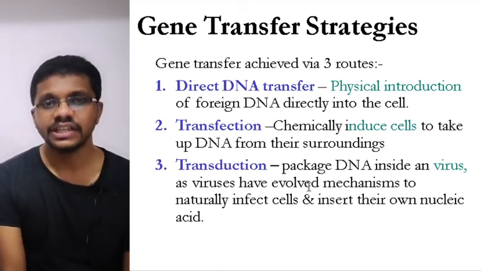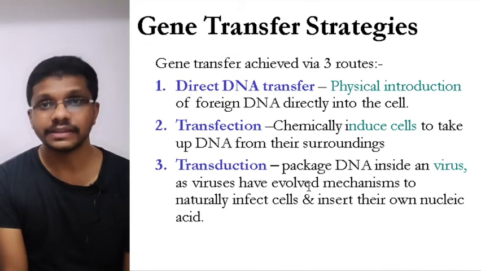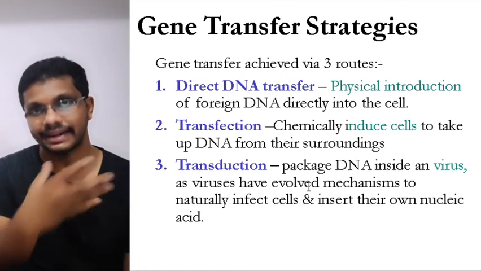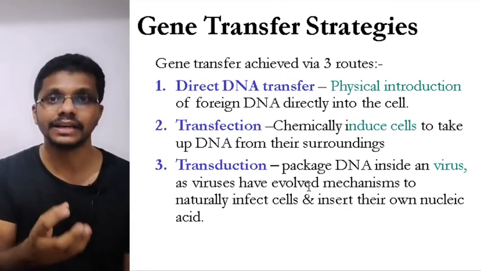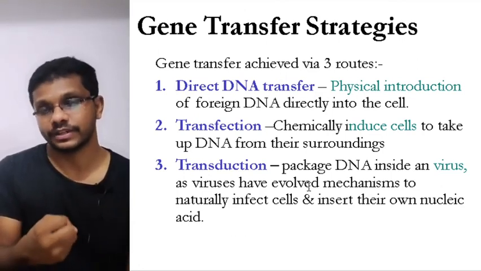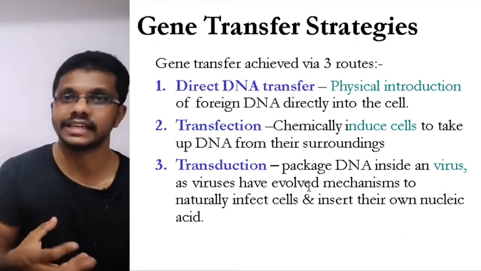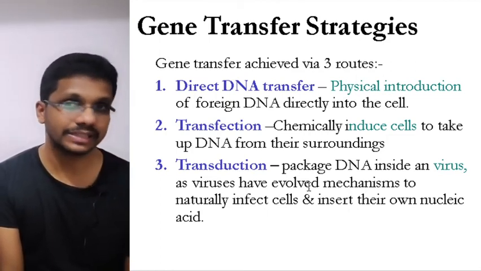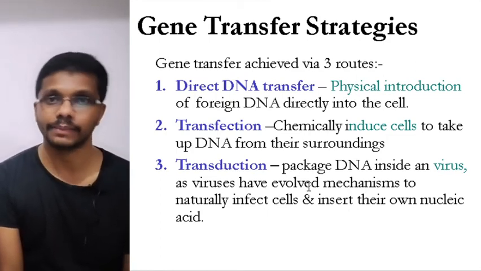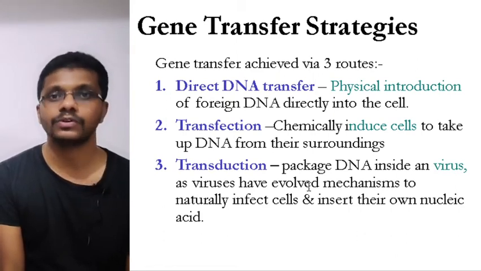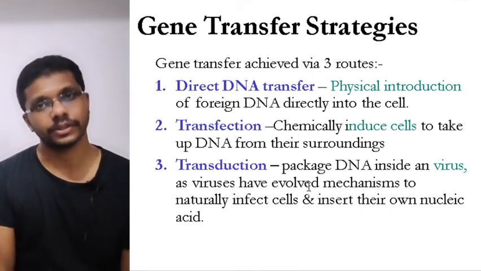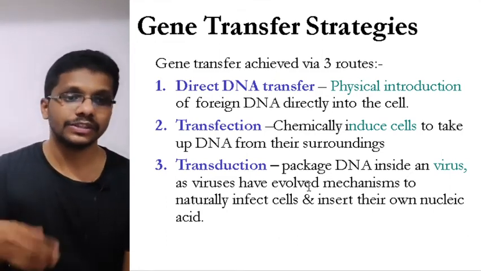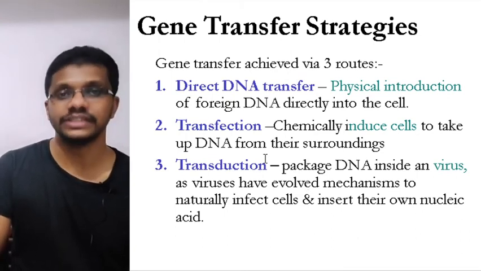In transfection, we are inducing the cell to take up the DNA from outside. We may add chemicals into the medium so that the cell becomes more permissible, or we induce the cell to take up the DNA from the outside world. Finally, we have transduction. In transduction, we use biological agents or biological vectors like virus or bacteria to transfer our DNA into the cell. So if any biological agent like virus or bacteria is used, it is called transduction. So these are the major methods or strategies of gene transfer.